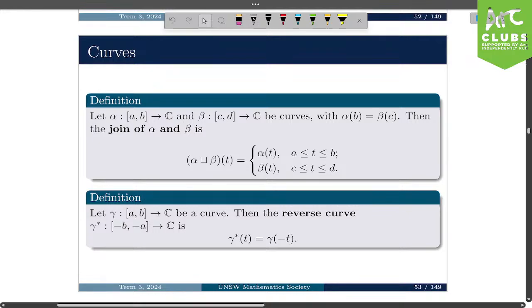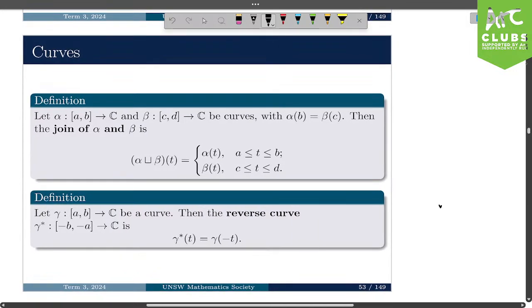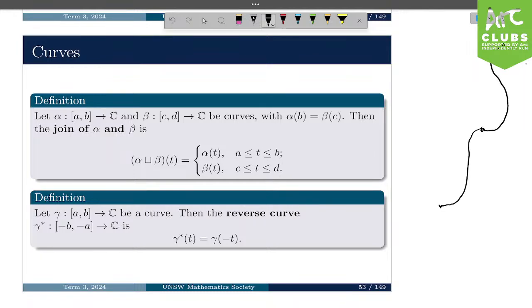We have this operation that we can do on curves called a join, right? And this is also pretty intuitive. If you have two curves where the second one starts where the first one ends, say this one is called A and this one is called B, then this entire curve is called the join of A and B.